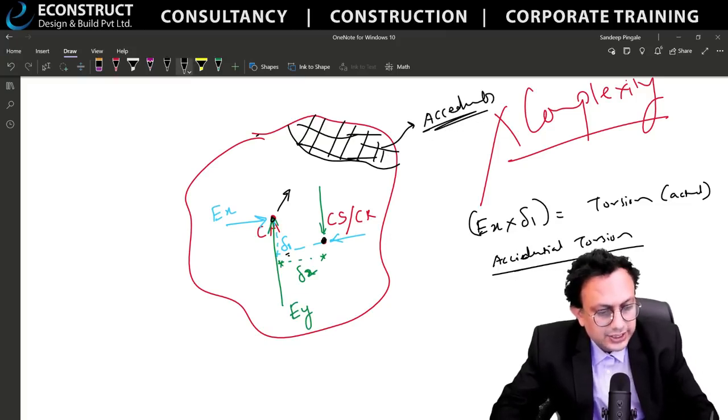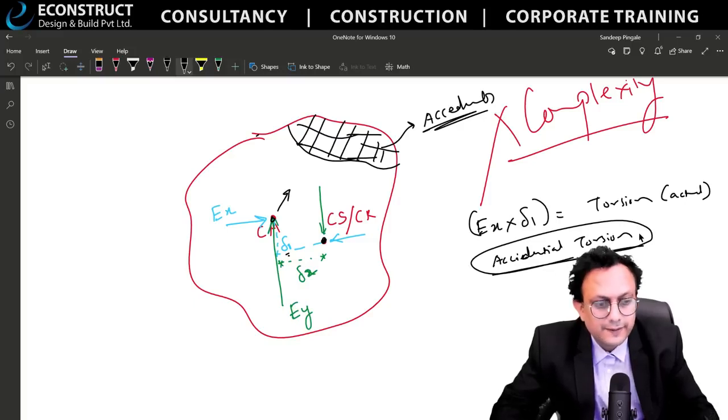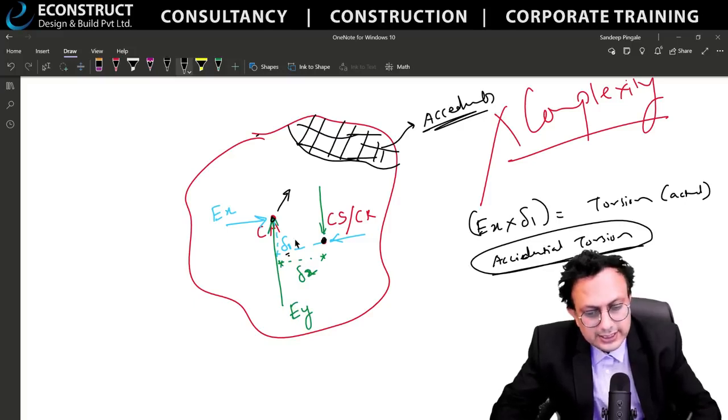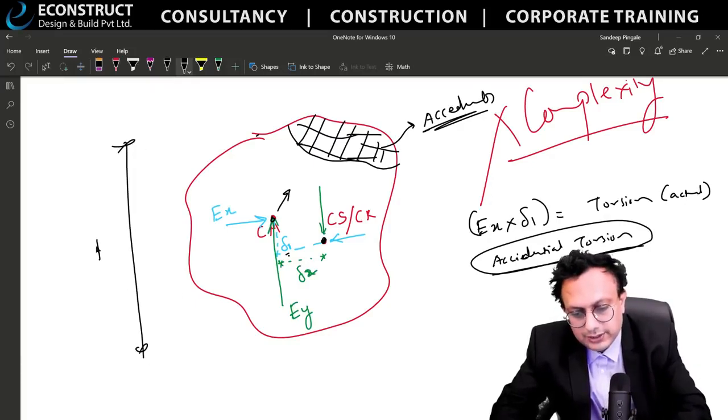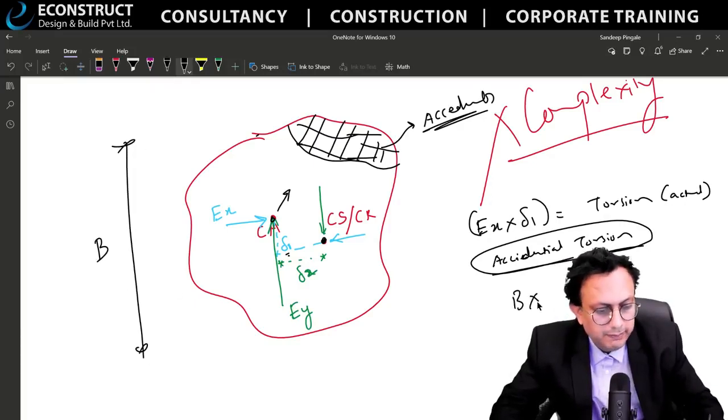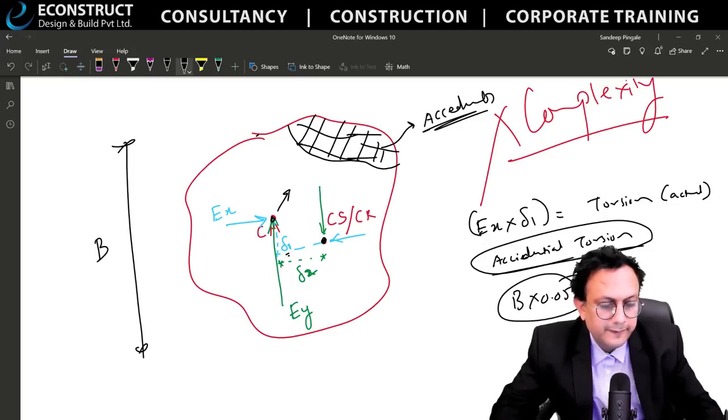So this is the accidental torsion that you are saying. What is accidental torsion? What is the distance actually? The distance, what we call it as a calibration. So let's say, for example, this is the B into 0.05. 5%, it's the accidental torsion.